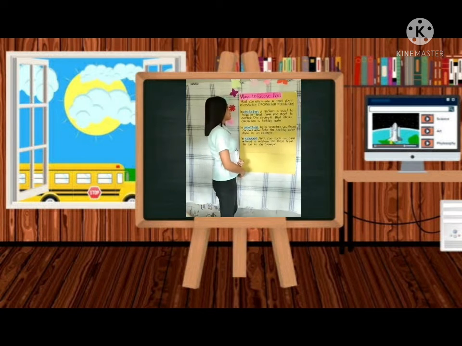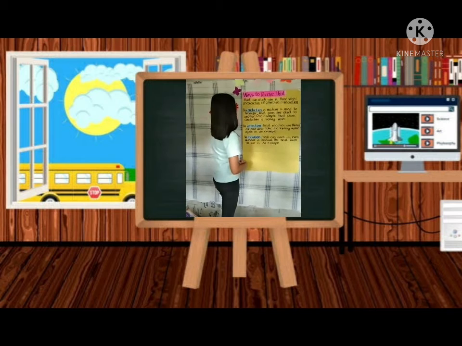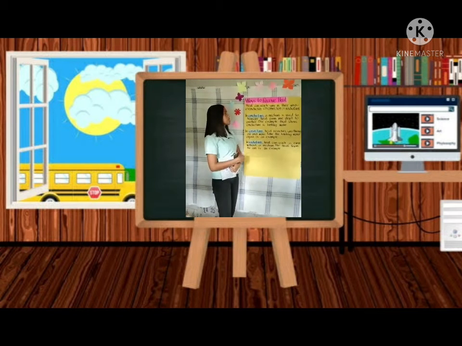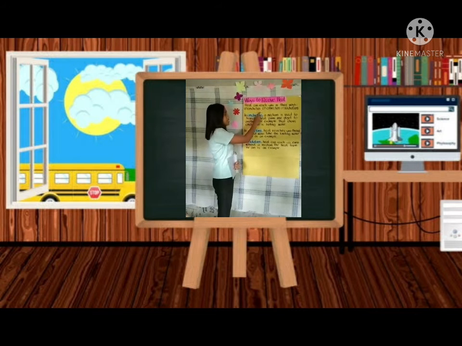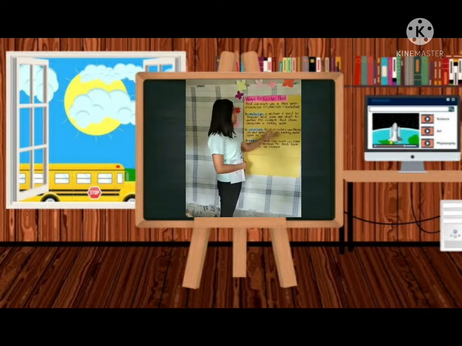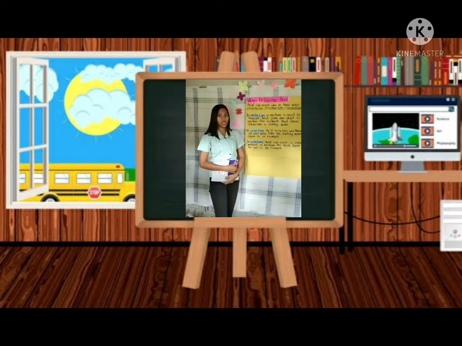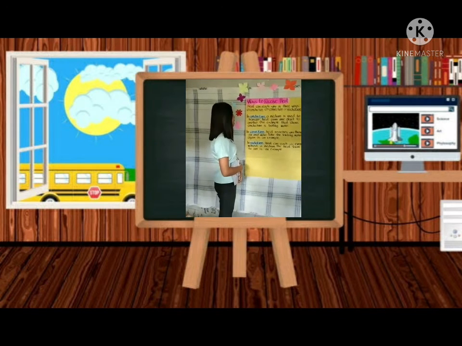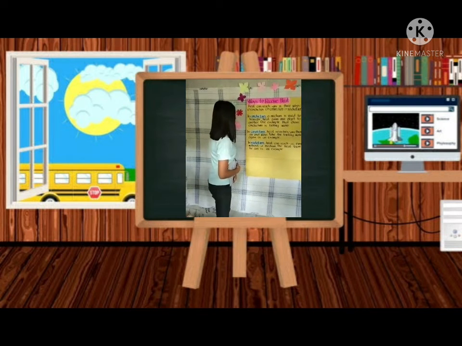Okay, let's proceed to ways to receive heat. Heat can reach you in 3 ways. So there are 3 ways to receive heat. The first one is conduction, second, convection, and the third is radiation. So, the first one is conduction. In conduction, a medium is used to transfer heat from one object to another.